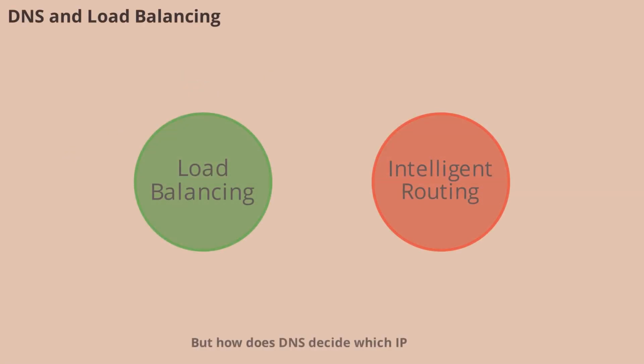But how does DNS decide which IP address to return when there are several options? This is where intelligent routing comes into play. DNS can choose an IP address based on factors like your location, how healthy the server is, and how busy each server might be. This process is known as DNS-based load balancing.